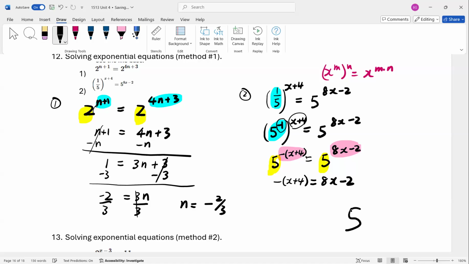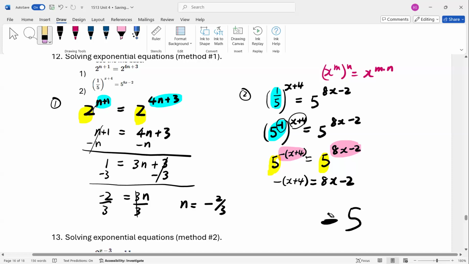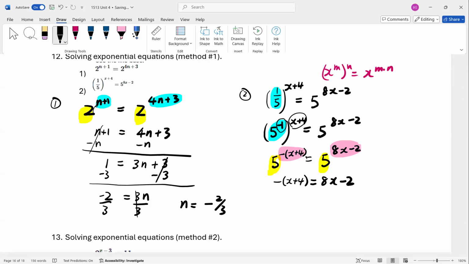For example, we have 5. What's the opposite of 5? You just need to put a negative sign in front of it. The opposite of 5 is -5, right? So the left side gives the opposite of x plus 4. Without the parentheses, we're going to have the opposite of x and the opposite of 4. -1 times x, -x. -1 times 4, -4 equals 8x minus 2.